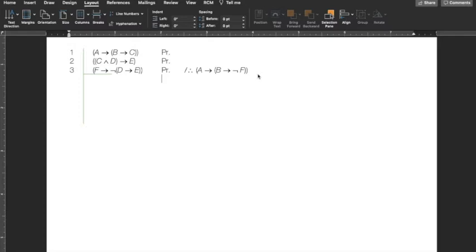But we can't. Why? The main connective in each of these is a conditional. The only way that we can eliminate a conditional is with the conditional elimination rule, which requires us to have a conditional and its antecedent. We don't have the antecedent of any of these conditionals in the premises. So we're going to have to start with subproof rules.